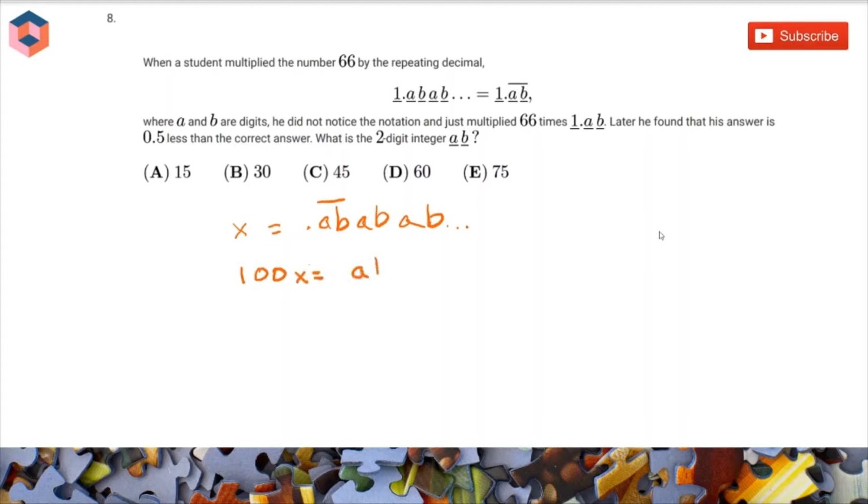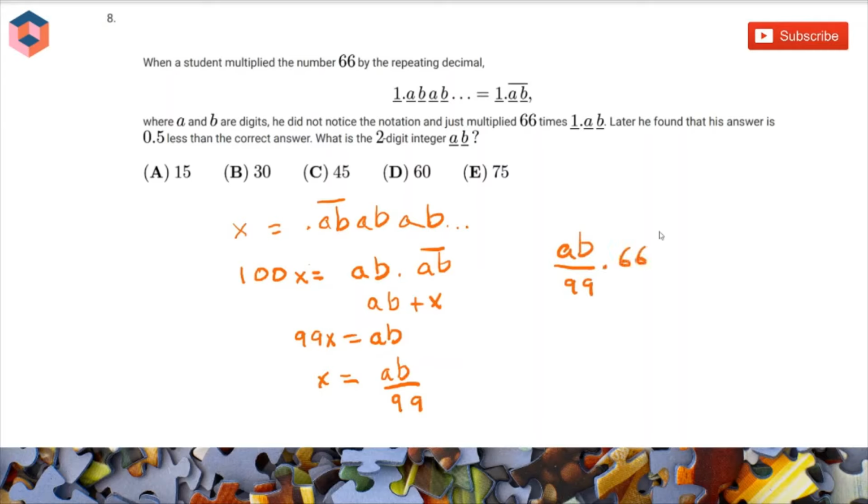you'll get 100x equal to AB point AB recurring. So it doesn't change the thing after the decimal. And this thing after the decimal, we already established is equal to x. So this is AB plus x. Now we can subtract x from both sides to get 99x equals AB, or that x is equal to AB over 99, where AB is the two-digit number with first digit A and second digit B.